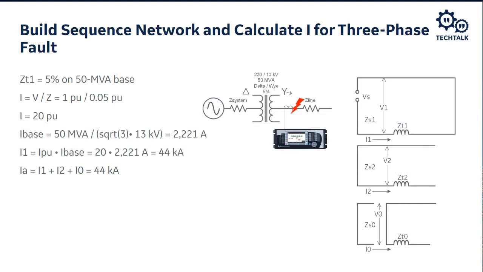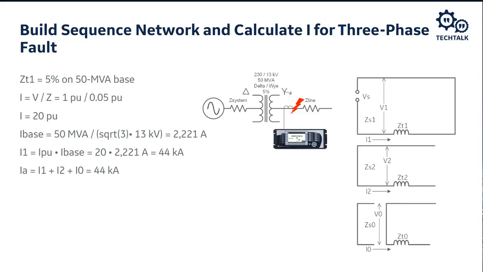So I'm going to do the same mathematics I did earlier. I'm going to find my fault current from the network on the right. I know that is 20 per unit, because it's 1 per unit of the voltage divided by 0.05 per unit of the transformer impedance, so my current is going to be 20 per unit. My base quantity didn't change. It's still 2,221 amps.